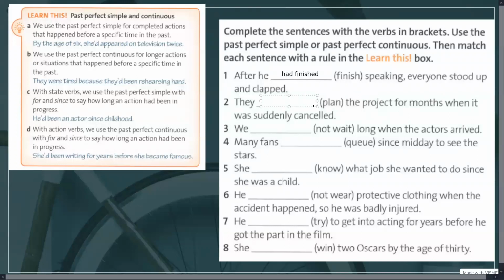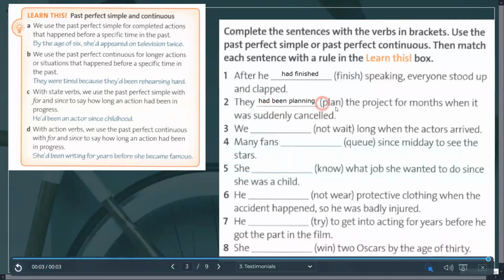Next, we have they planned the project for months when it was suddenly canceled. I would say they had been planning. And of course, we have the doubling over here because plan ends in CVC, which means consonant, vowel, consonant. In Croatian, suglasnik, samoglasnik, suglasnik. Kad imamo riječi koje završavaju na tu kombinaciju, onda će nam se jedno slovo u continuousu duplati. A zašto sam ja stavila ovdje continuous? Zato što je to duža radnja. It's a longer action and it's for months, znači mjesecima su planirali nešto. Također, it's an action verb with for and since, tako da će sigurno ići u continuous.